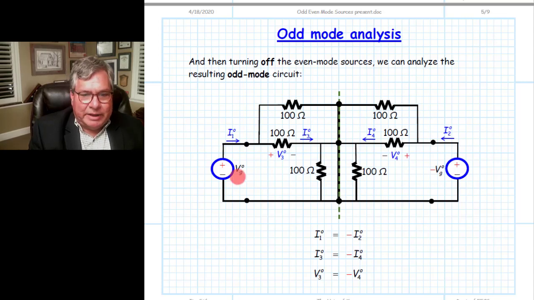So we analyze the half circuit, we find one side, and we can use those answers to determine the answers on the other side. But in this case, of course, we have to multiply those answers by a -1, or e to the j pi. We have to shift its phase by 180 degrees.